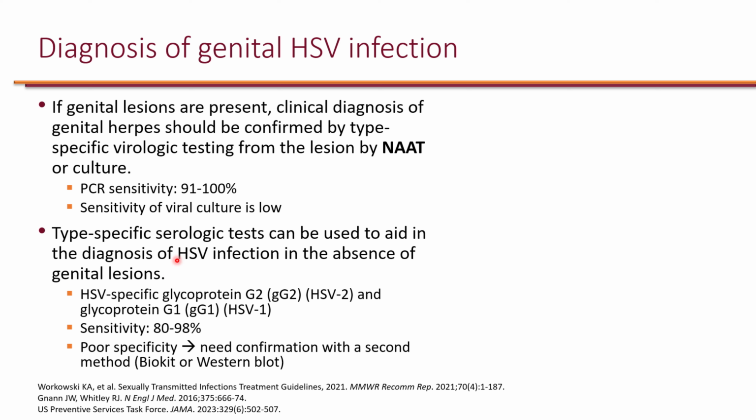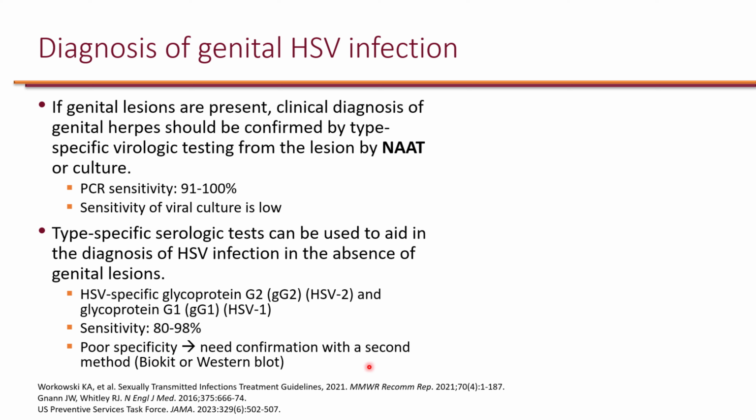So essentially, you want to see if someone has latent HSV, and the serology test that's type specific can distinguish between HSV1 and HSV2. So it essentially detects different glycoproteins from each of these, and it has a good sensitivity, 80 to 98%. But it has a poor specificity. So when there is a positive test, you have to make sure that it's not a false positive, so it needs to be confirmed with a second method.